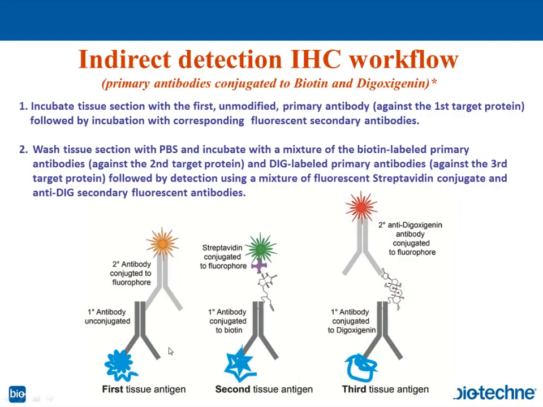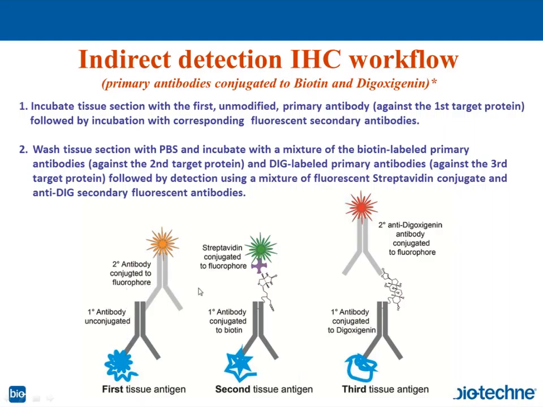How about the third one? This one we will leave unmodified. It is going to resemble the conventional IHC protocol, when we use primary antibody plus secondary antibody. Of course, all these secondary antibodies are conjugated to different fluorescent dyes. So how does this protocol work? First, we incubate the tissue section with this primary antibody, followed by incubation with anti-primary secondary antibodies conjugated to this fluorophore. This is the conventional protocol.